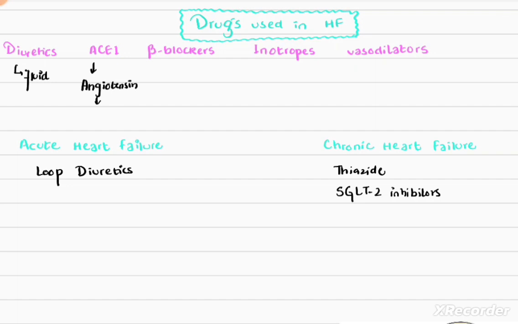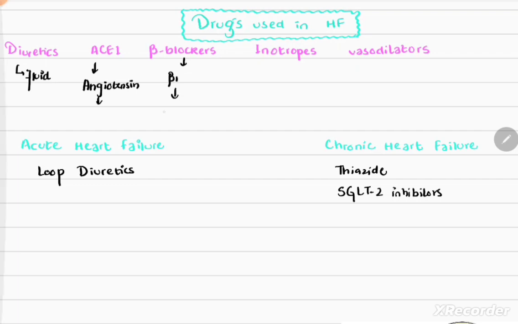We have the third class, which is known as beta blockers. These are the drugs that block the beta receptors, and thereby they inhibit the sympathetic nervous system, and thereby they reduce the workload on the heart.